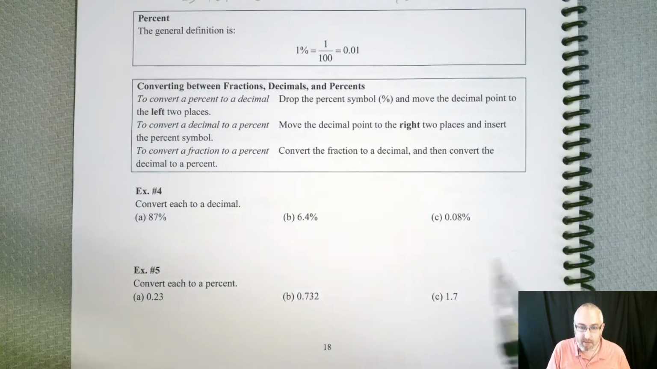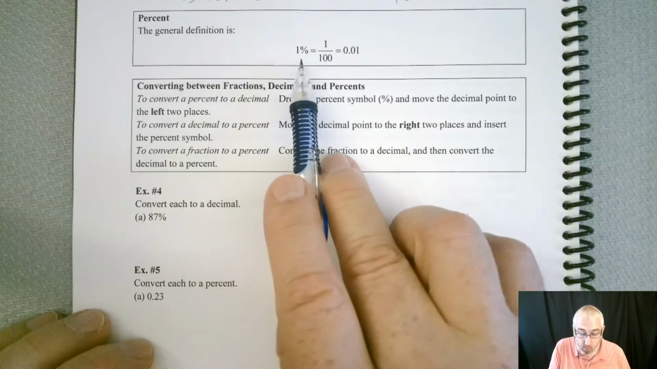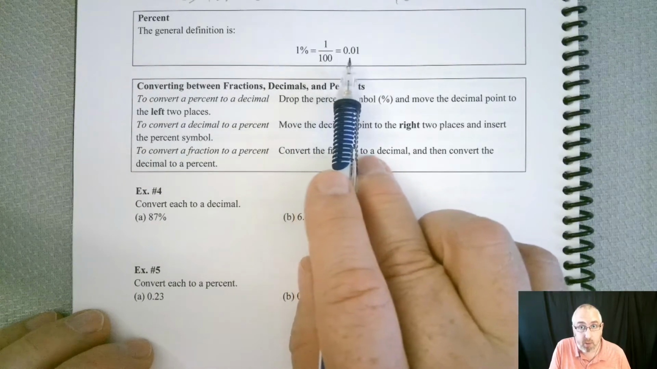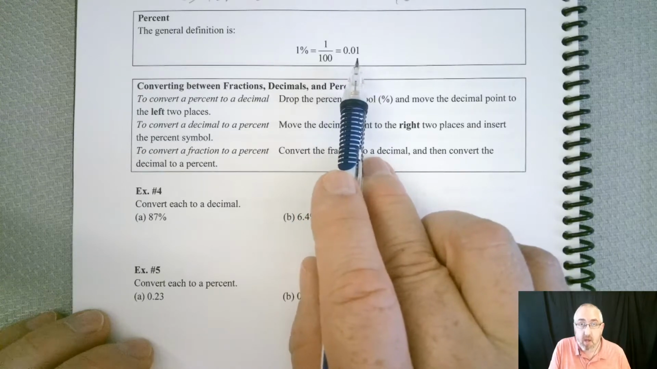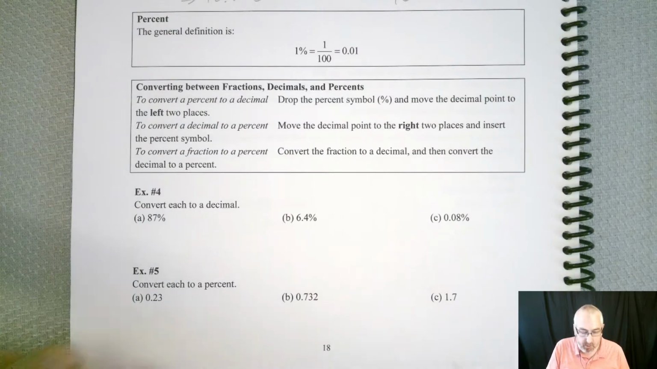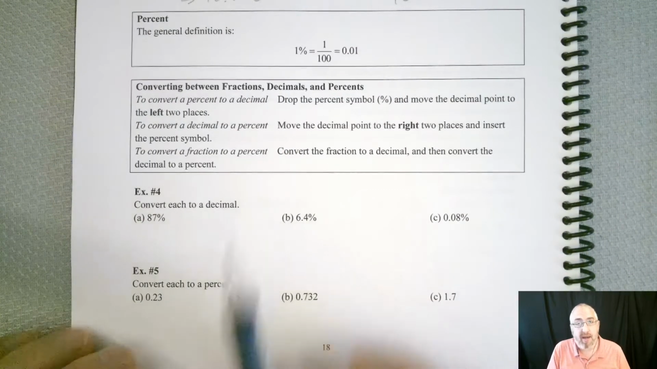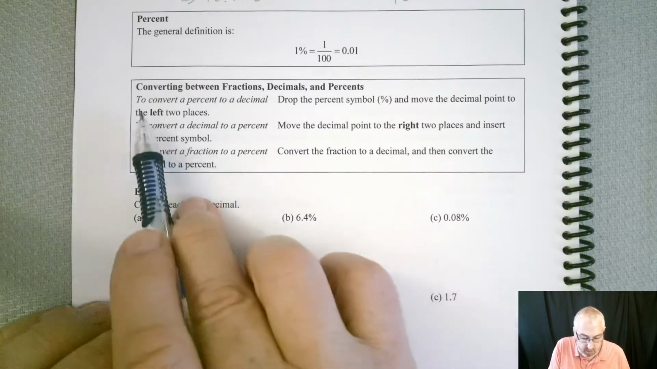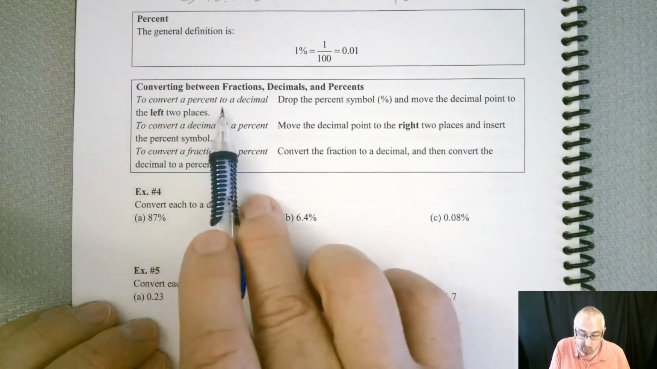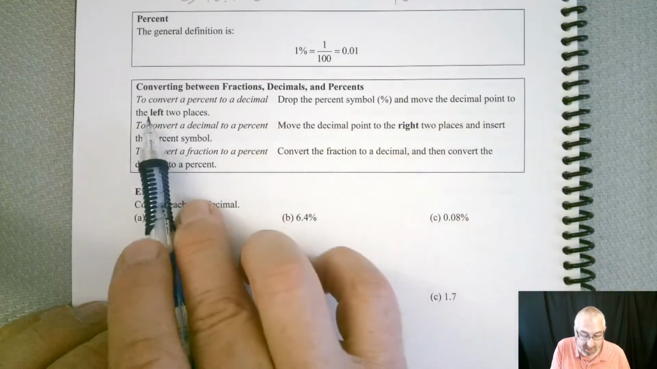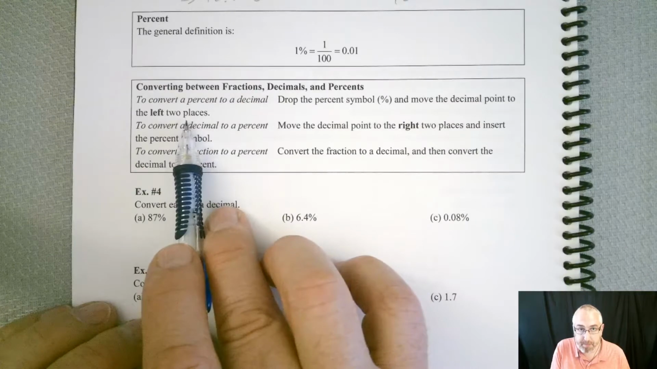So now percent, by definition, 1% is equal to 1 out of 100, which is equal to, as a decimal, 0.01. So what we're going to be looking at for the first part is just how we can convert from one form to another. So we got a few conversions we're going to look at. It's not all of them, but it's the primary ones we're going to be focusing on. So to convert a percent to a decimal, we want to drop the percent symbol and move the decimal point to the left 2 places.